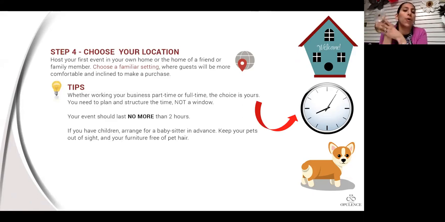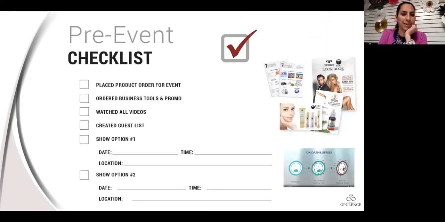But if you're doing a home party and somebody is hosting the event for you, if you don't know the house, make sure you let your hostess know. Do you have pets? Make sure they're out of sight. If you have kids, try to arrange for a babysitter. It's a time for adults, right? So we just want to make sure that it's taken care of.